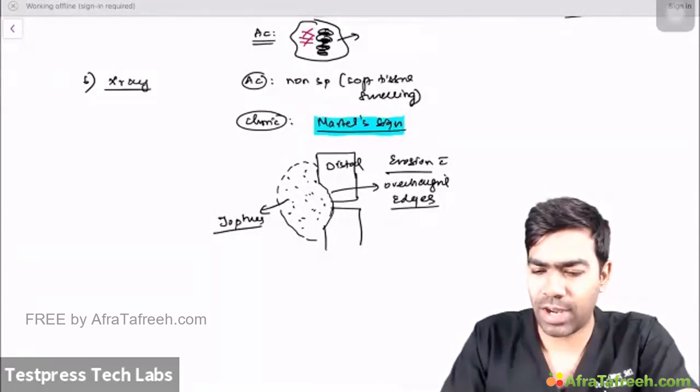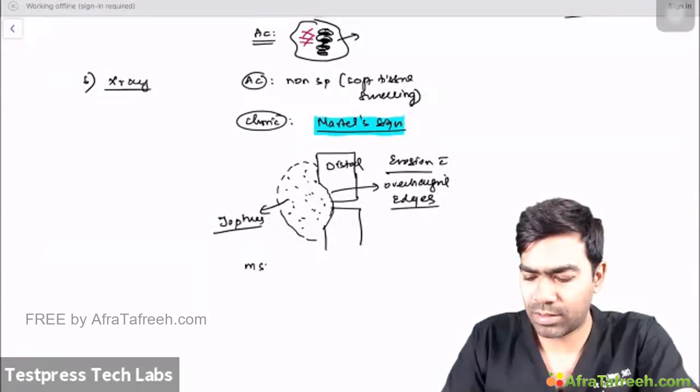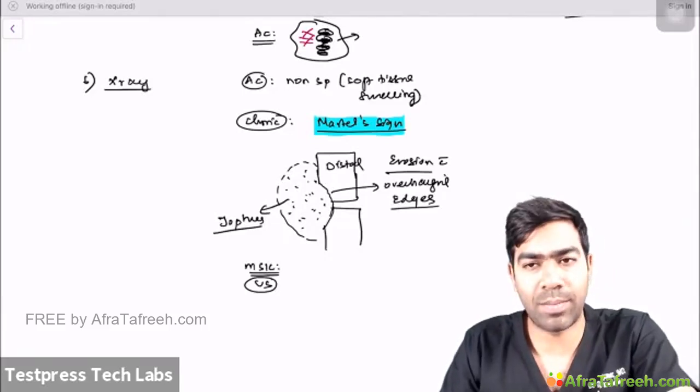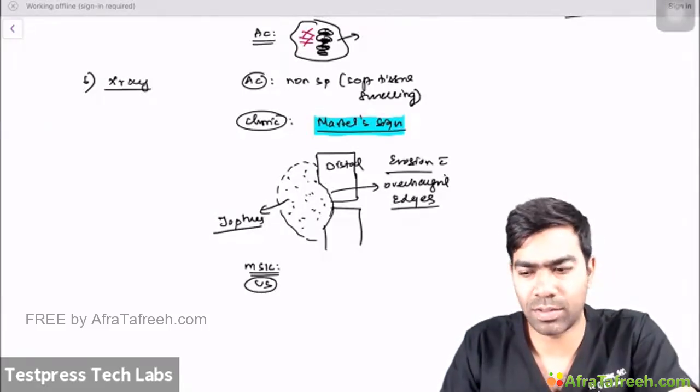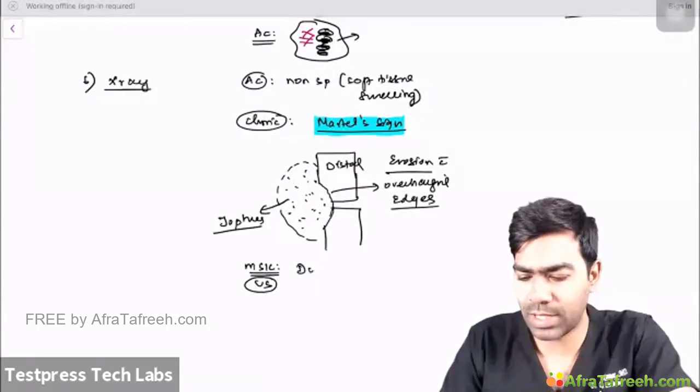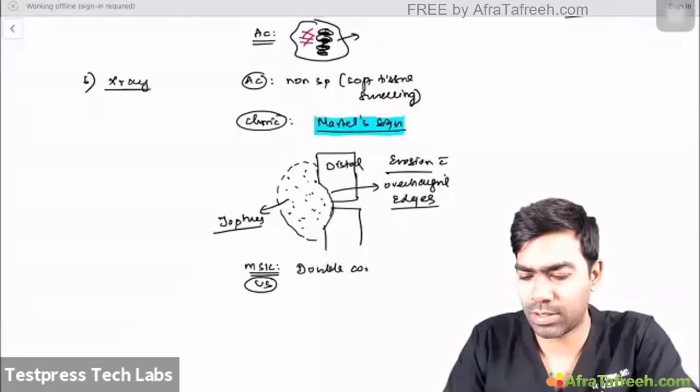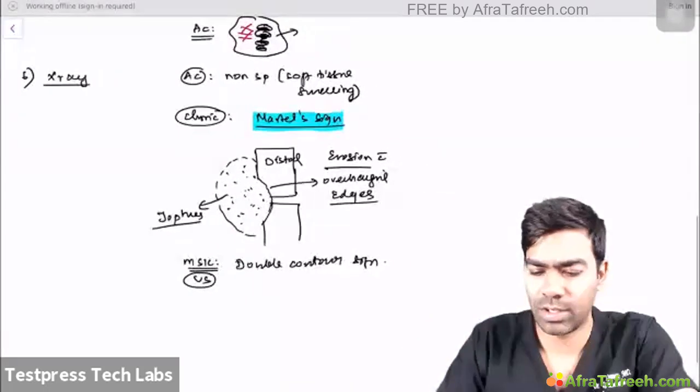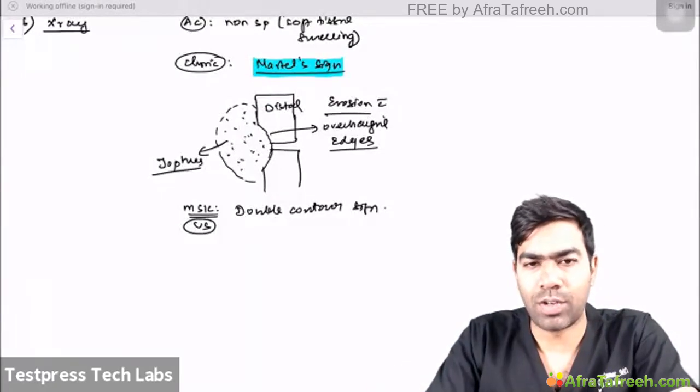Similarly, you can find this kind of appearance in ultrasound also. There is a whole separate textbook for musculoskeletal ultrasound. That's a very important upcoming field in radiology. In musculoskeletal ultrasound, you will be seeing something called a double contour appearance or a double contour sign. So that's a very important sign in the setting of chronic gout.